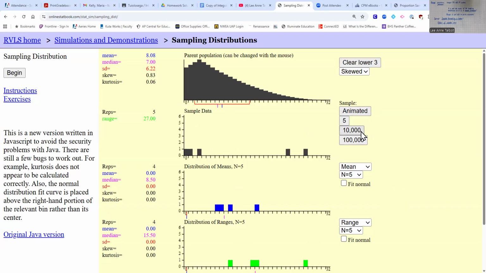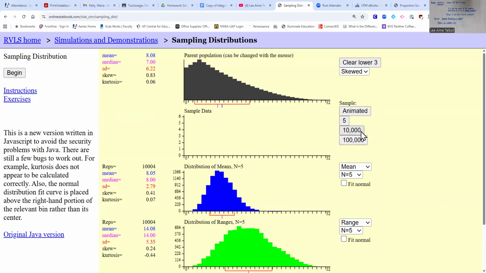Now I'm gonna do something exciting. I'm gonna hit the 10,000 button. So it did 10,000 random samples of size five. Do you remember yesterday how I said the best way to do a sampling distribution is actually by simulation and not by taking actual physical samples? This is what I meant. It's just the computer can just do it so good.